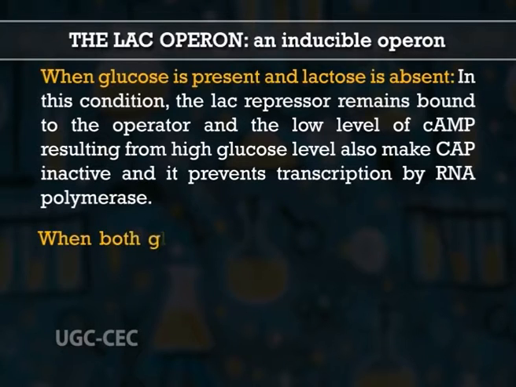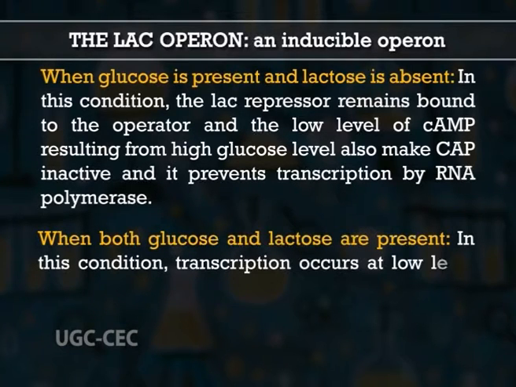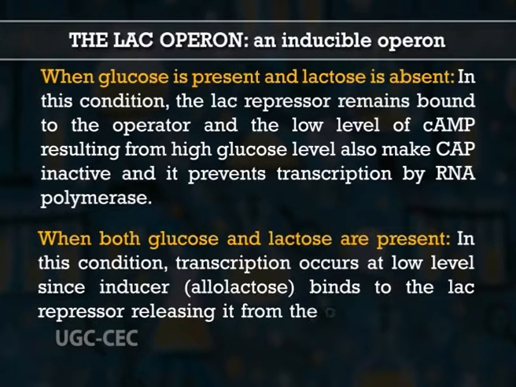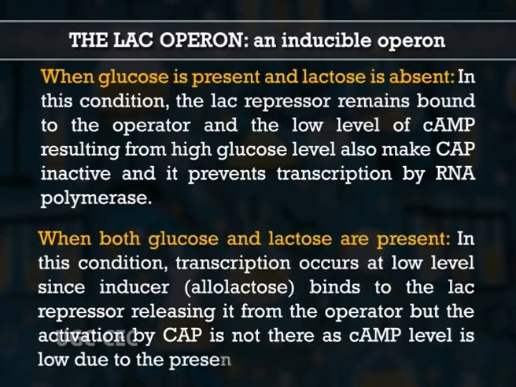When both glucose and lactose are present. In this condition, transcription occurs at low level, since the inducer or allolactose binds to the LAC repressor, releasing it from the operator, but the activation by CAP is not there as cAMP level is low due to the presence of glucose.